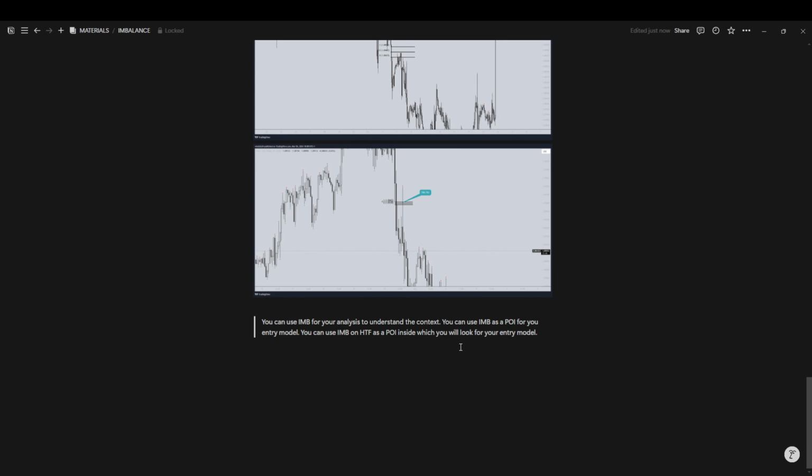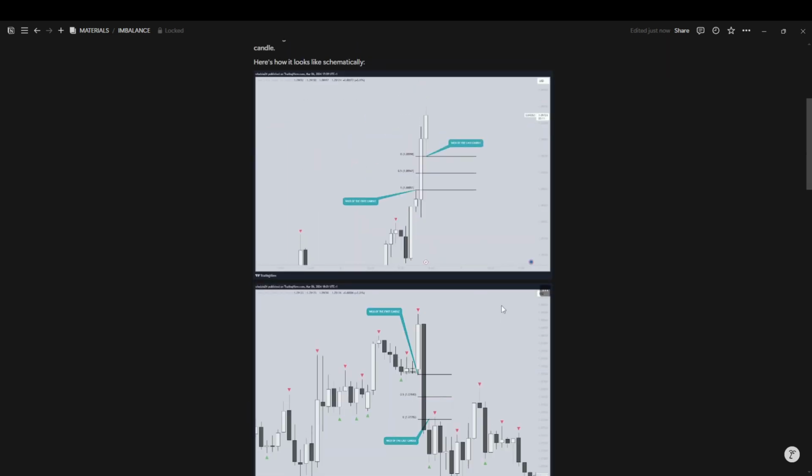So now you understand why something like entry from the imbalance exists, why imbalance is so important, and why price always wants to cover this imbalance. Okay, good. So now I think that's all. Now let's try to find some examples on the chart.